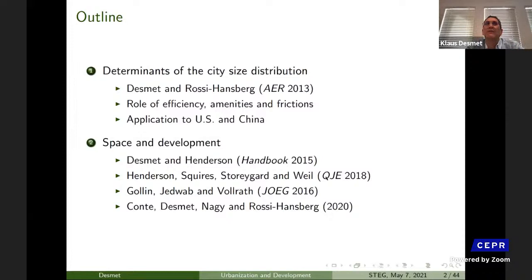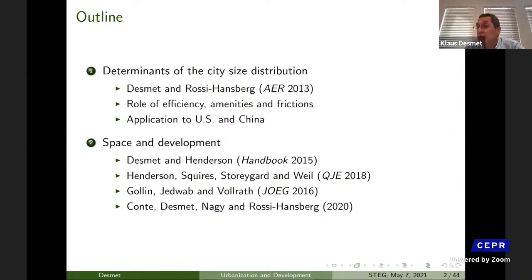Another reason is that, as you all know, in many, many countries, governments are very worried about the spatial distribution of economic activity, right? So maybe development is too concentrated in particular areas, and they want to spread it over the territory. And once again, you can ask yourself, is that a reasonable policy or is it not?